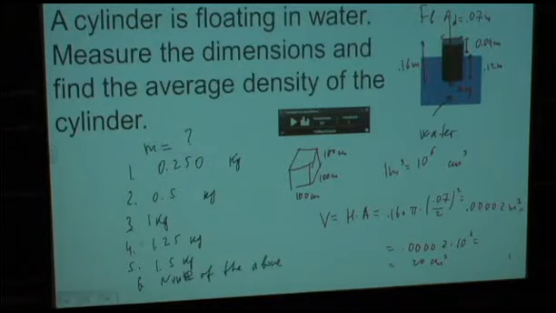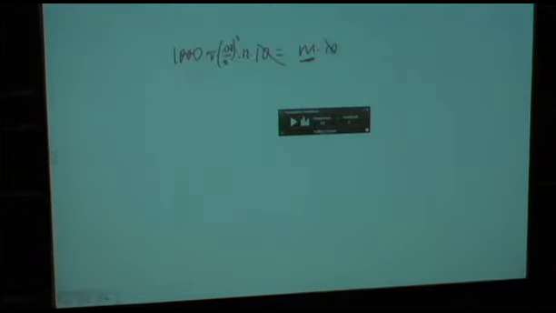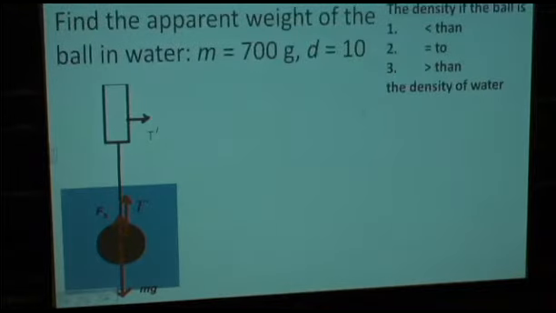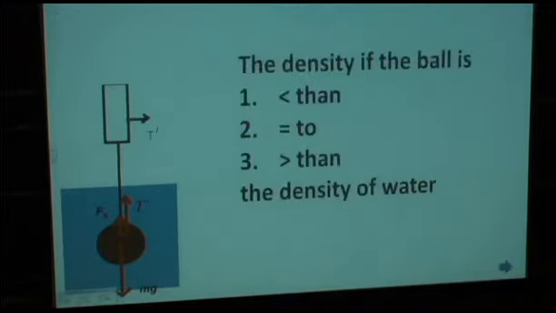So the average density will be equal to 0.5 divided by the total volume. Or easier, using grams per cubic centimeter, 500 grams divided by 20. 25 grams per cubic centimeter. No, 2.5. I'm sick, so I can't think clearly. It's supposed to be less than 1 gram per cubic centimeter because it floats, less than water. It's supposed to. Less than 1 gram.